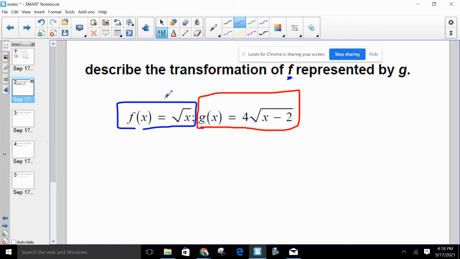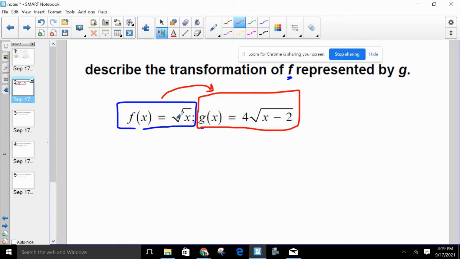What took place from the parent? Look at the parent, f of x equals the square root of x. That's the parent function. That's just a simple square root function. What happened from the parent to the child is what's being asked. So we're going to describe it in a few sentences.